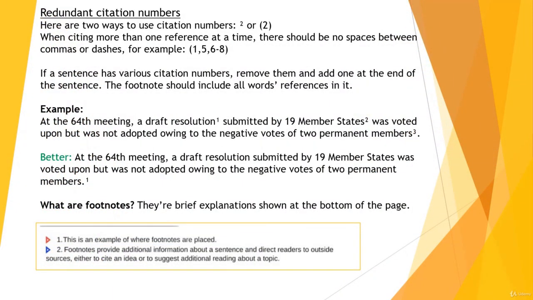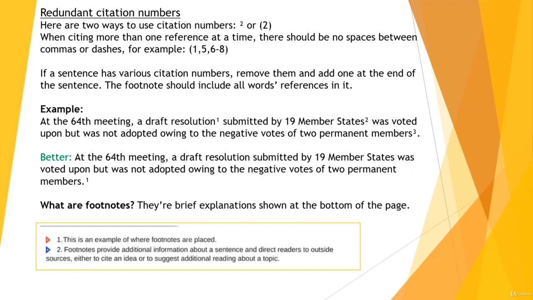Redundant citation numbers. Here are 2 ways to use citation numbers. When citing more than one reference at a time, there should be no spaces between commas or dashes. For example, as you can see, there are no empty spaces inside the brackets. If a sentence has various citation numbers, remove them and add one at the end of the sentence. The footnote should include all the references in it.